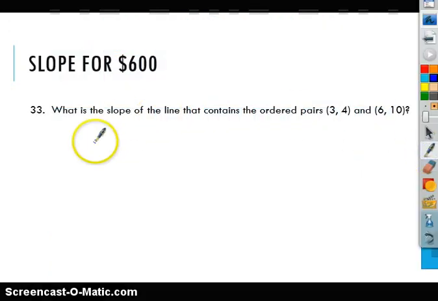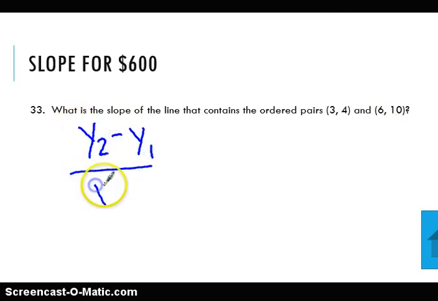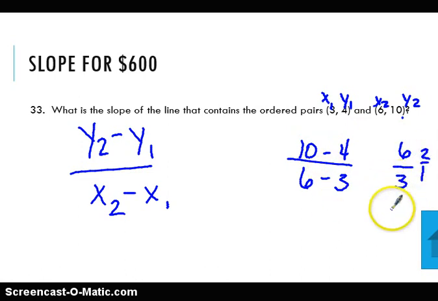600, which is the slope of the line that contains the ordered pairs 3, 4, and 6, 10. So we're going to use the y sub 2 minus the y sub 1 over the x sub 2 minus the x sub 1 formula. So this is x1, y1, x2, y2. So 10 minus 4 over 6 minus 3. And here we're going to have 6. Here we're going to have 3. Some of you left it as 6 over 3. The best answer there is 2.